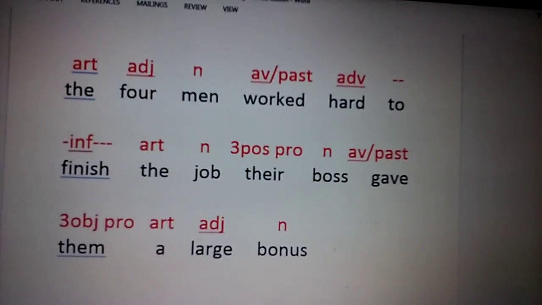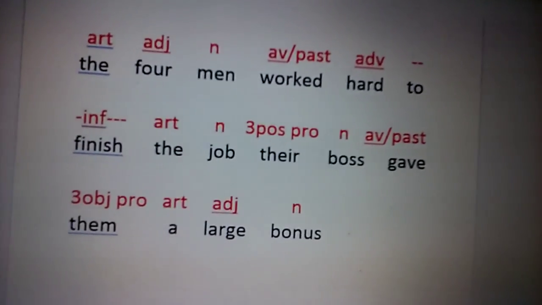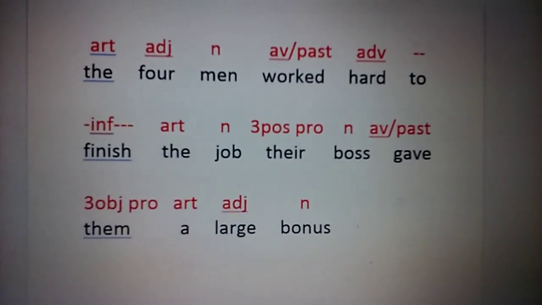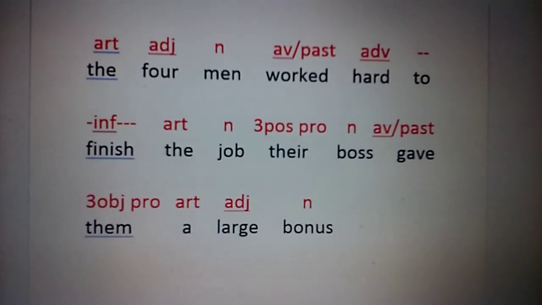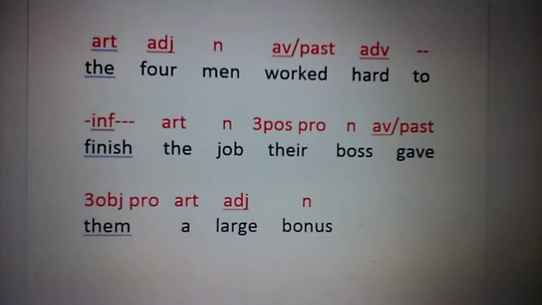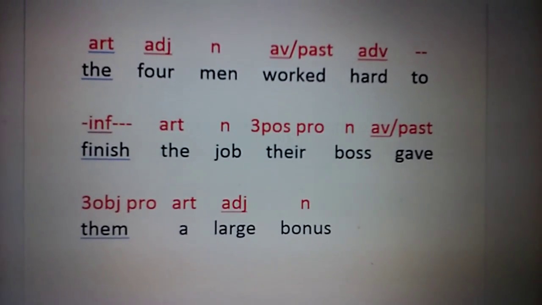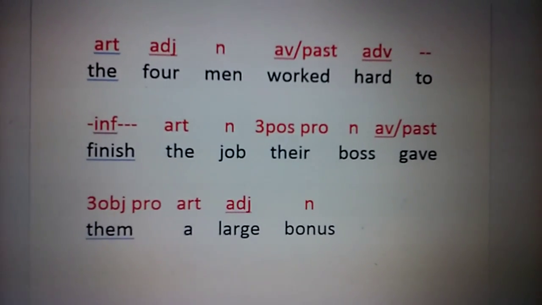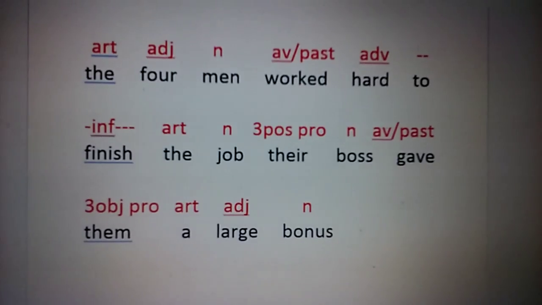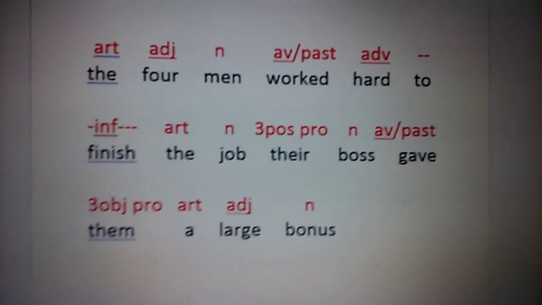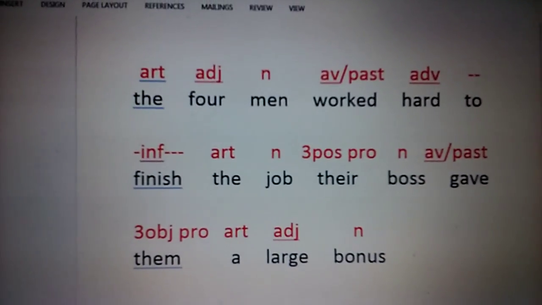The four men worked. Action verb, past tense. Hard is an adverb telling how hard they worked. To finish is our infinitive. The is our article. Job is a noun. Their is a third person possessive pronoun. Boss is our noun. Gave is an action verb, past tense. Them is a third person object pronoun. A is an article. Large is an adjective, and bonus is our noun.